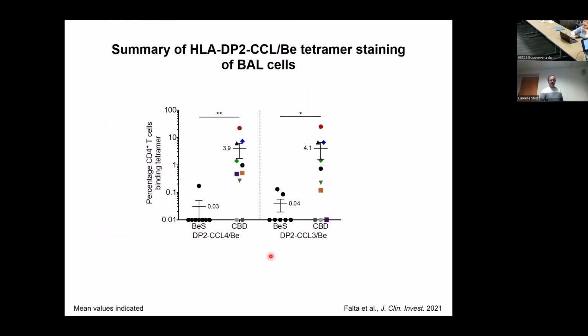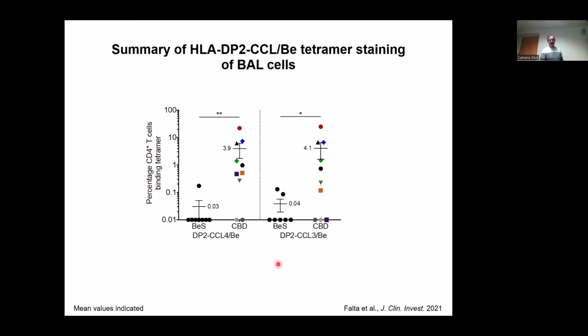So just a quick summary of some of the patients we looked at. Generally, we're looking at about 3, 4, 5%, although there's huge variation. This is on a log scale, showing the number of beryllium patients, who are HLA-DP2, that are binding to these tetramers. In this case, the control were the beryllium-sensitized patients who haven't developed disease yet.